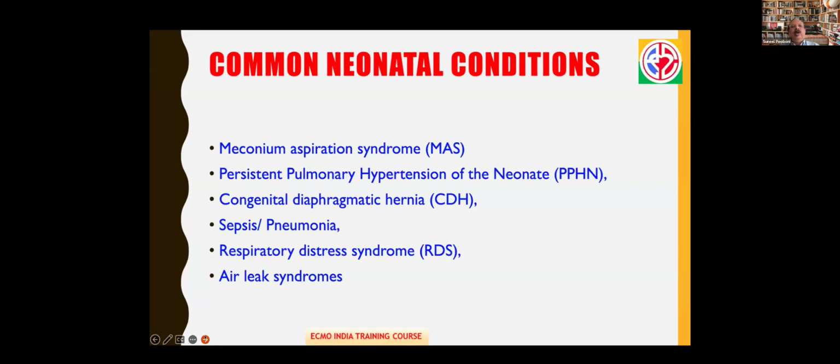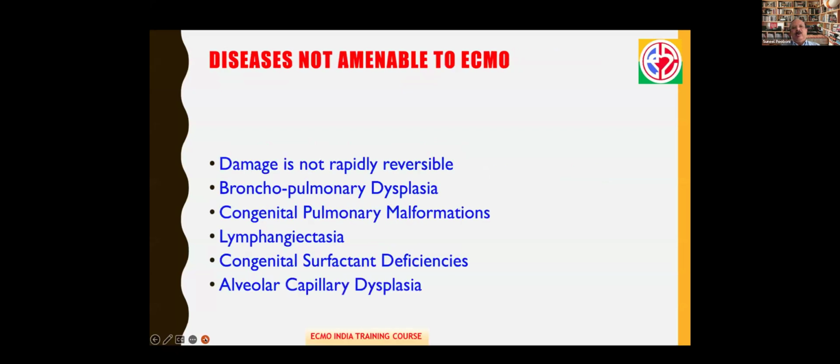In the neonatal period, these are specific for the neonates: meconium aspiration syndrome, PPHN, congenital diaphragmatic hernia, severe sepsis or pneumonia, severe RDS which doesn't respond to surfactant therapy alone, and air leak syndromes where the lungs are battered. So these are the common neonatal conditions for ECMO.